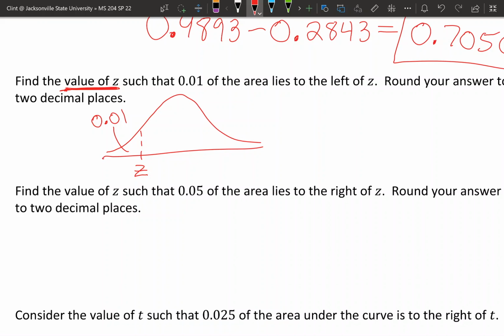So I can look inside the table at the areas. Look for 0.01, or if we want to, we can add 2 zeros to that. And this one's not in there exactly, so we just get as close as we can get. The area I'm finding is 0.0099. That's the closest one. And that gives me a z-value of negative 2.33.